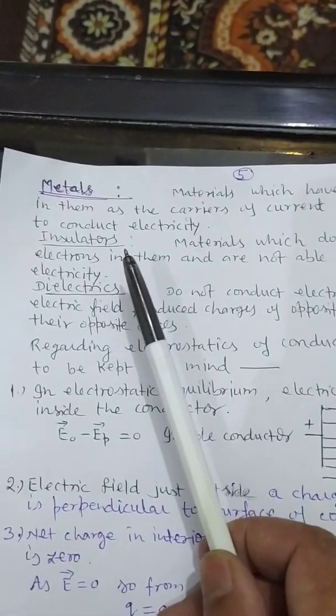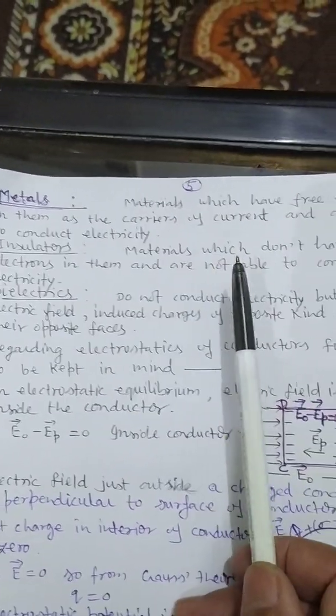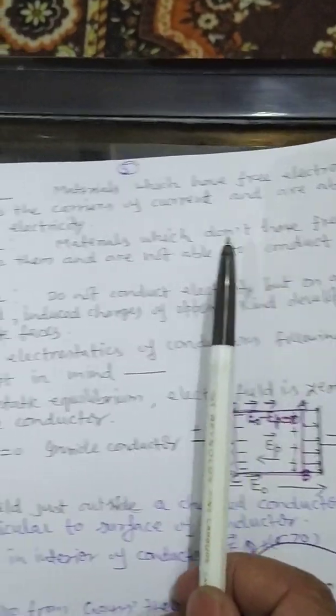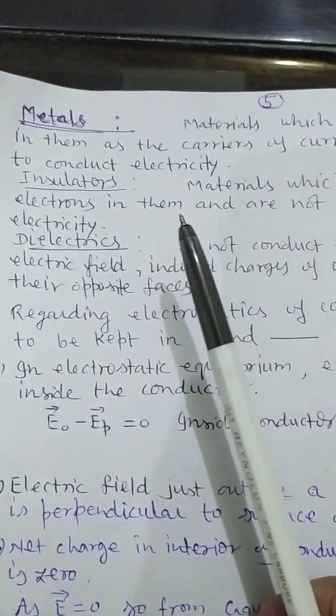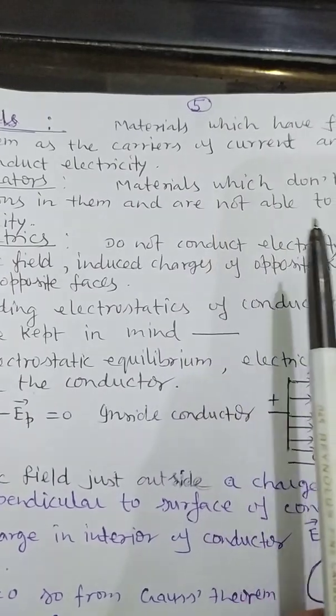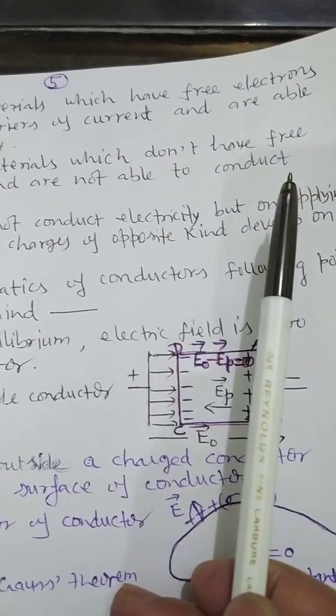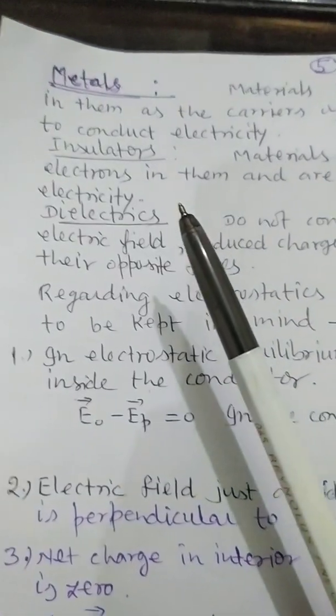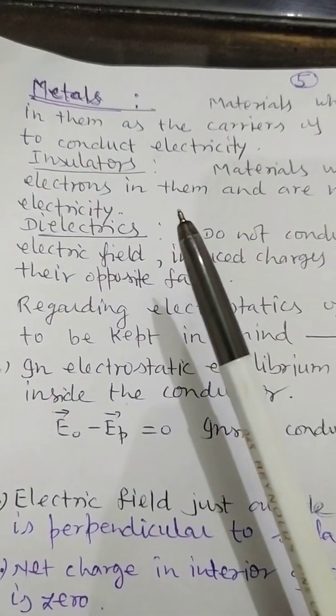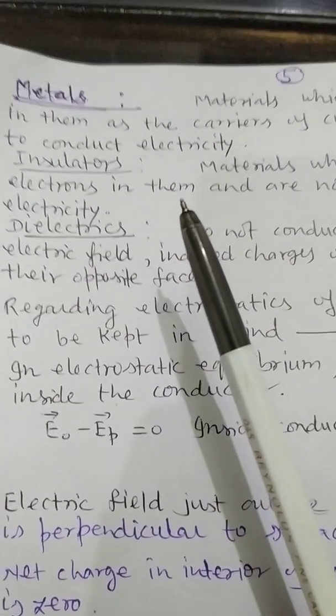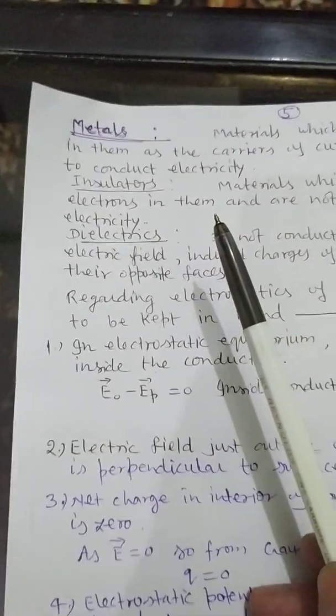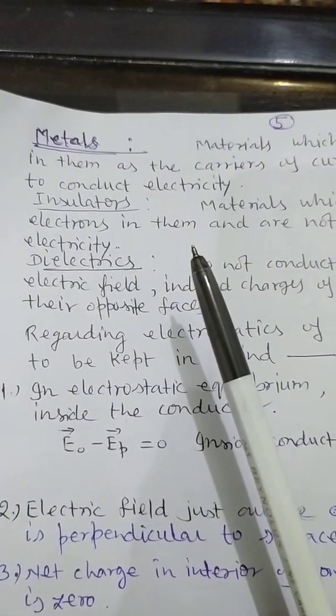As far as insulators are concerned, these are the materials which don't have the free electrons in them and are not able to conduct electricity. These cannot conduct electricity because they don't have the free electrons. Definitely some charge carriers are required to carry the current.